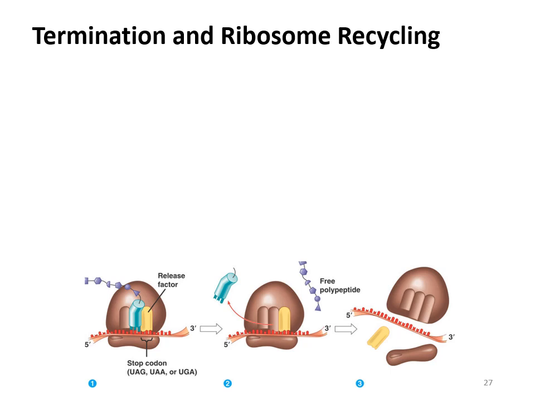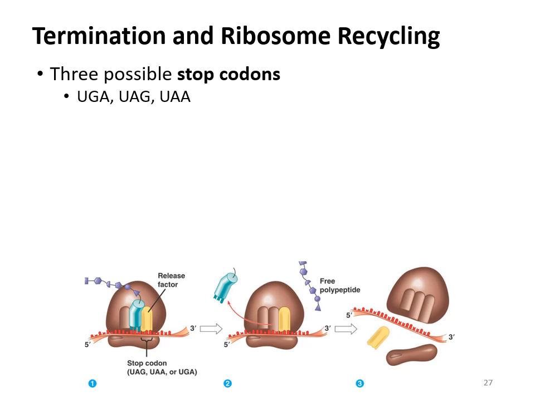Okay, so with translation, the way termination occurs is there are 3 possible stop codons from the genetic code. And what's very important is that there is no tRNA that can read these codons, meaning no tRNA has the anticodon to bind to these stop codons. Now, what that tells you is if no tRNA can come to this codon, then what happens to the process? Well, no tRNA means no next amino acid, which means the process is going to end.